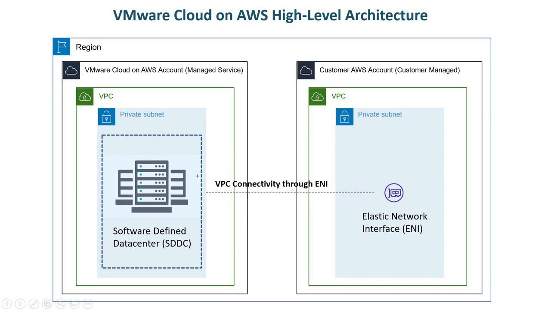So with the help of this VPC connectivity, we actually interconnect the VMware Cloud on AWS SDDC and our EC2 instance with a high bandwidth, low latency network. And the data packets between these two traverse within the AWS infrastructure. They don't traverse over the internet. So that's one of the very useful implementations.